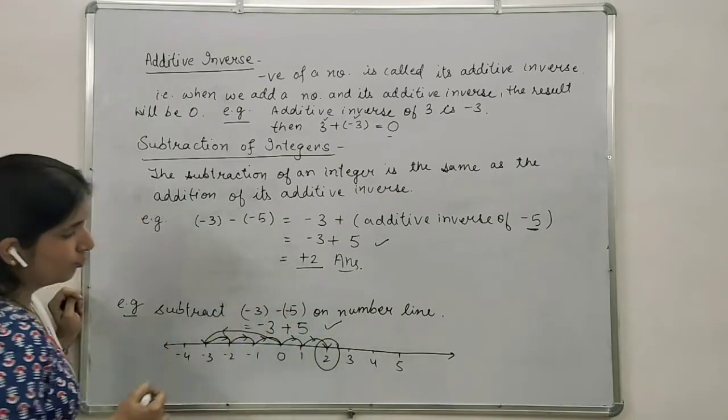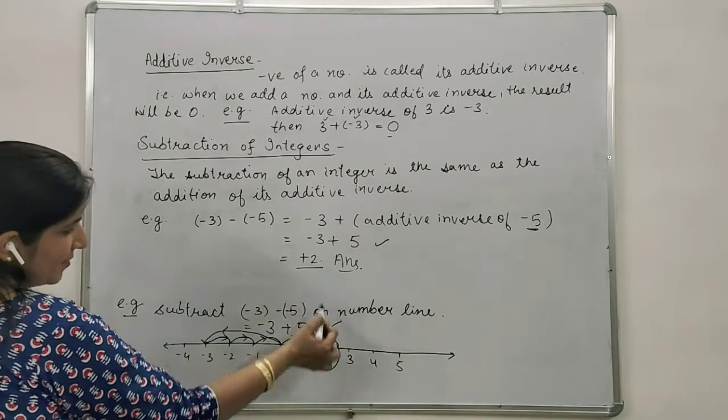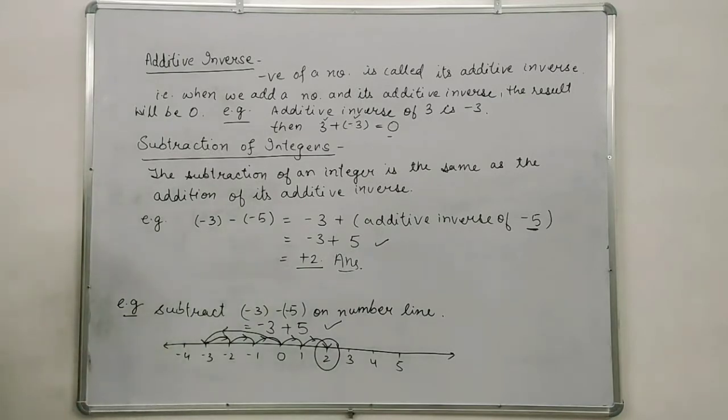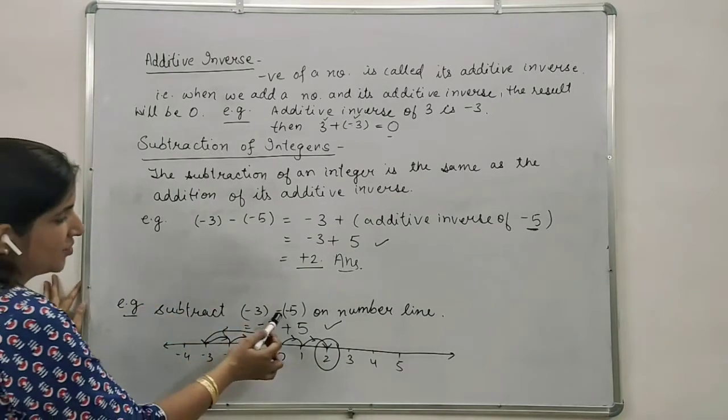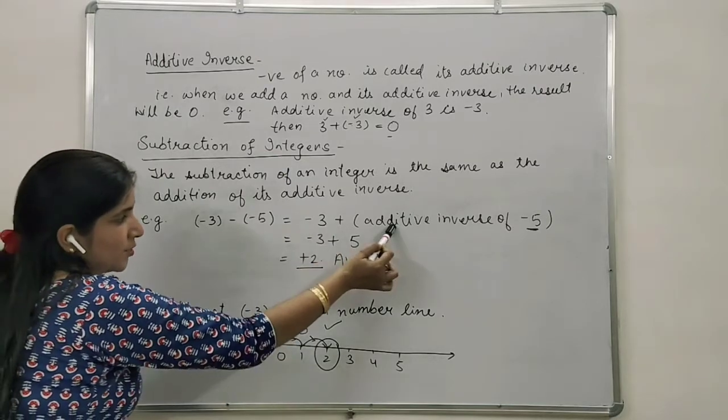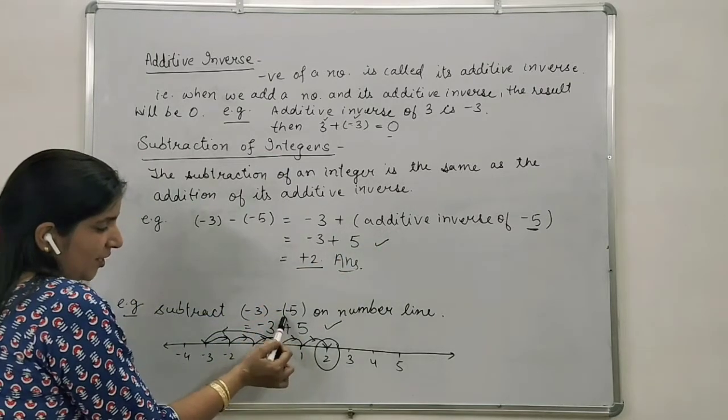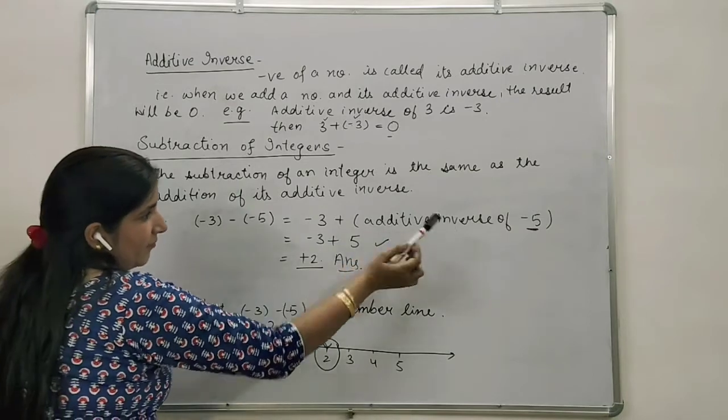So we reach 2. So this is the answer. Same answer we are getting on the number line as well. So if a subtraction question comes on the number line, it is just to use this rule. Okay. We are changing the sign because of the additive inverse of minus 5.